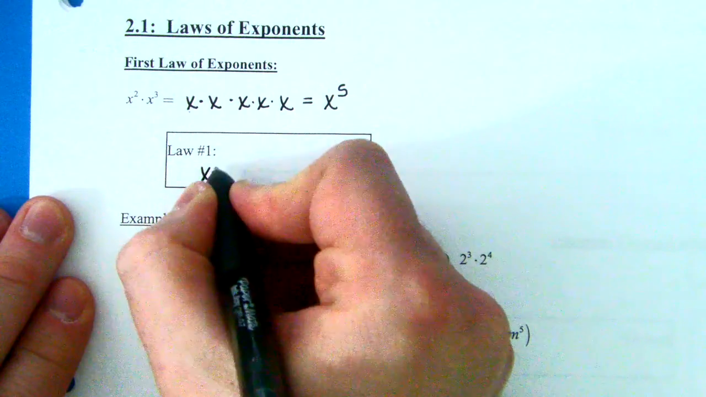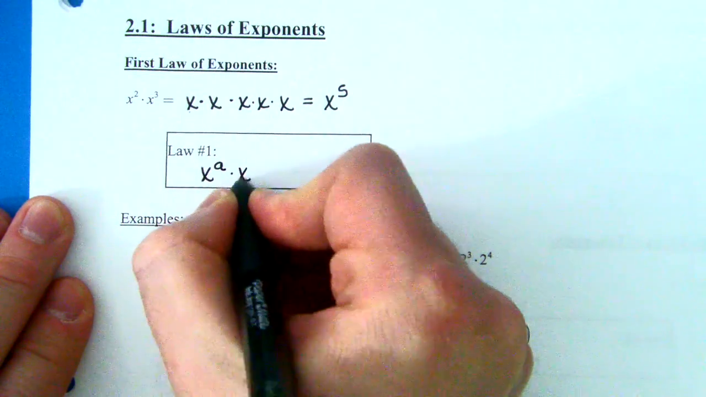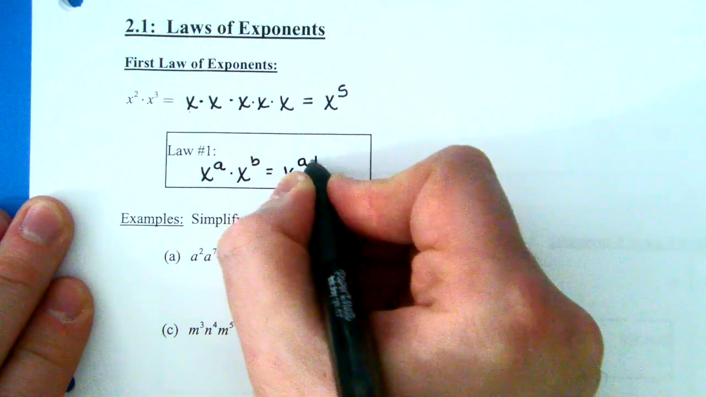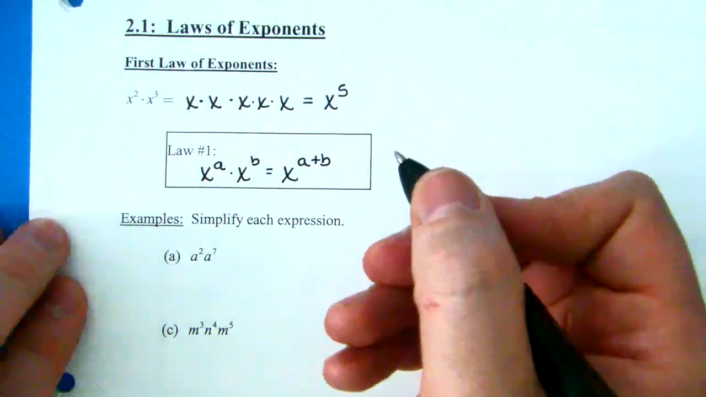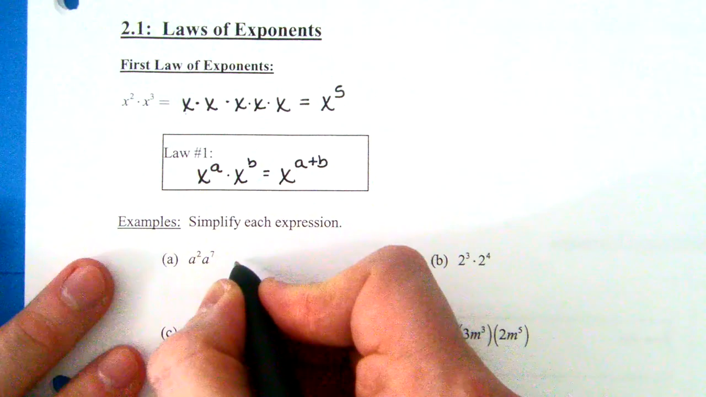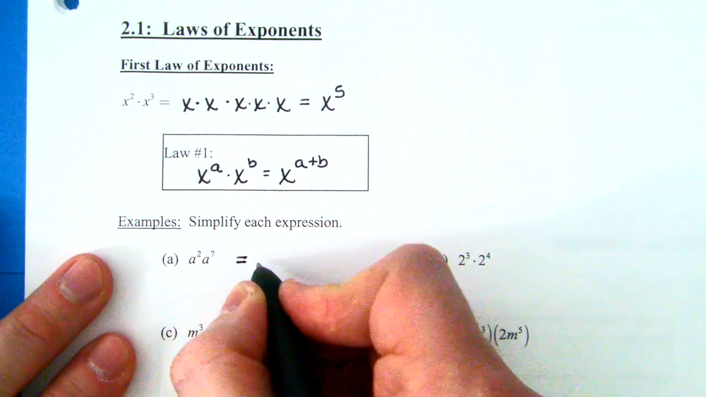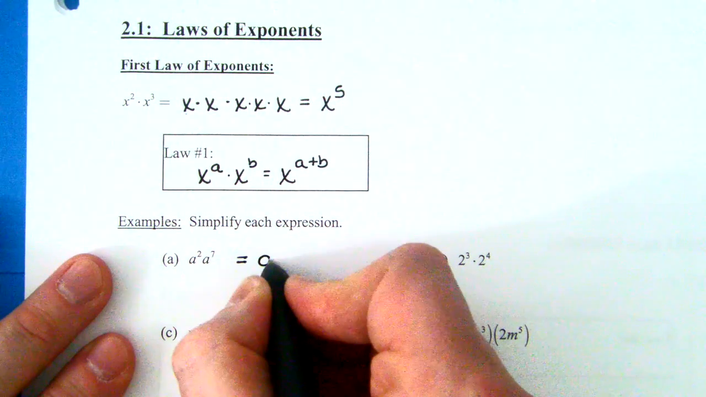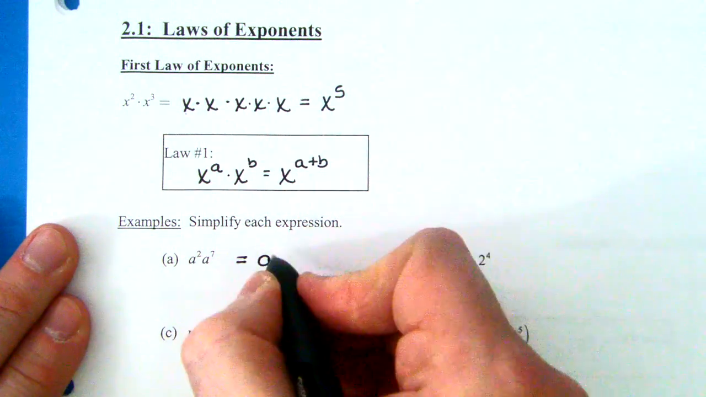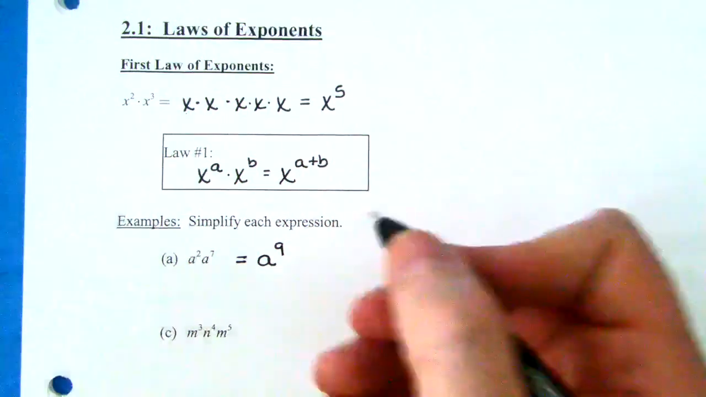In general, if I have x to the a times x to the b, this is going to equal x to the a plus b. When we multiply variables with powers on them, we just add the powers. So, in letter a, a squared times a to the 7th, I'm not going to write them all out. I can just use my new law of exponents. I'm going to get a to the 2 plus 7. I'm going to get a to the 9th.